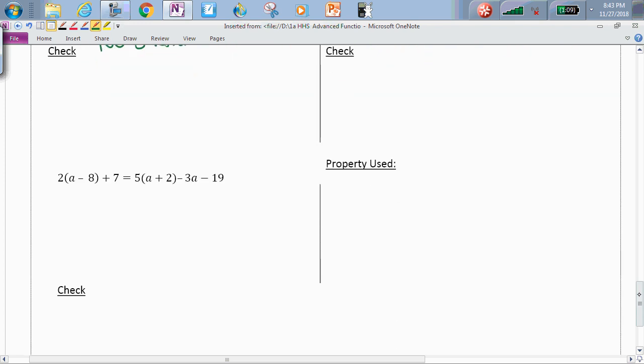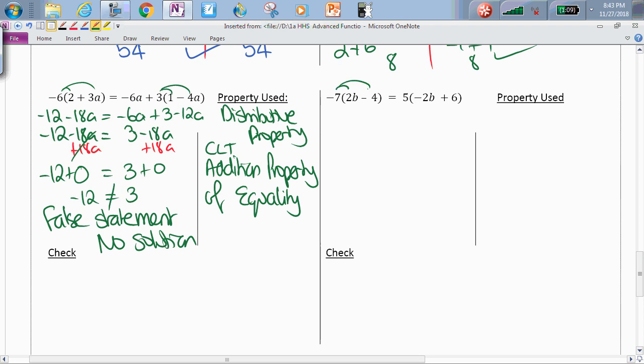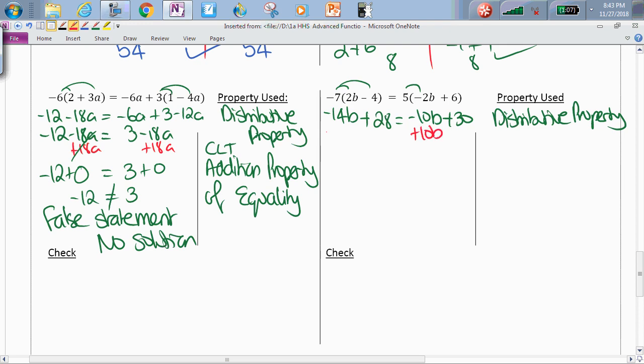Okay, there are a couple more problems. Here we're going to again distribute. We get negative 14b plus 28 equals negative 10b plus 30. So first step, distributive property. There's no like terms on the same side, so we're going to just have to move things over. I'm going to move this 10b over, so move the letters to the left, and then move the numbers to the right. So that gives me negative 4b here. This disappears, this disappears, and then we put those together equals 2.